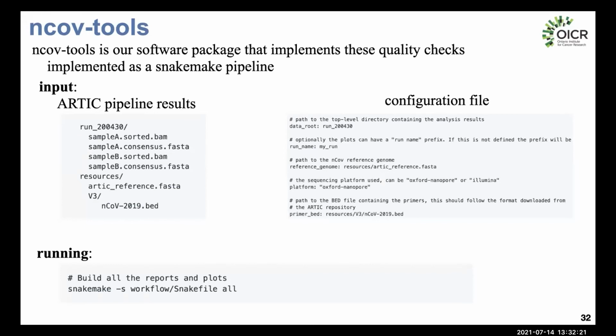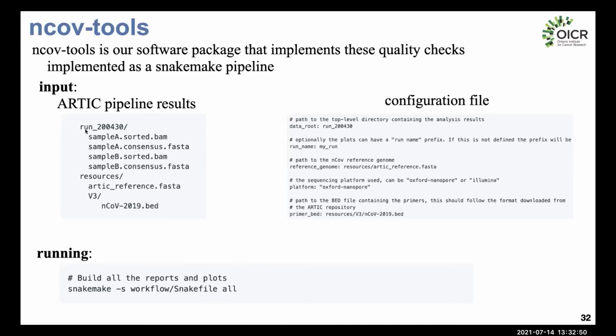It's implemented as a Snakemake pipeline and a collection of Python scripts, but the Snakemake pipeline will drive it and take in as input the Arctic pipeline results and a configuration file, and then you run it with just a single command where you point Snakemake to the master workflow script, give it a target of all, and it will generate the entire QC report for your sequencing run.